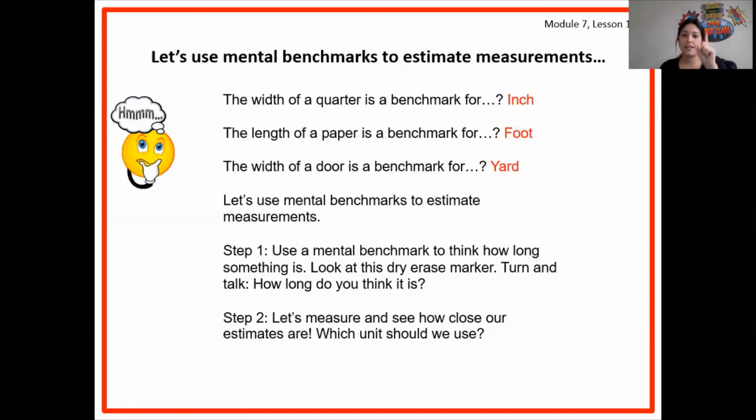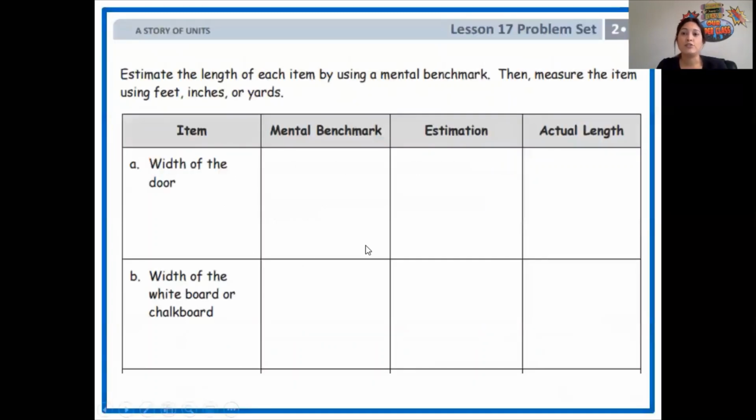So now we're going to use these mental benchmarks to estimate measurements. Remember your steps. Step 1, use a mental benchmark to think how long something is. So first you have to guess, like we did with our dry erase marker, we guessed it was about 5 inches, right? And then step 2, you measure and see if you were correct. Now if you want to do this with different objects from your house, you can, and have fun with it. Remember, you need a quarter, a paper, and just the width of the door. If you don't want to do that and you want to go straight to the problem set, that's okay too.